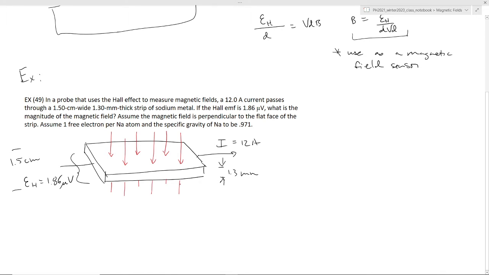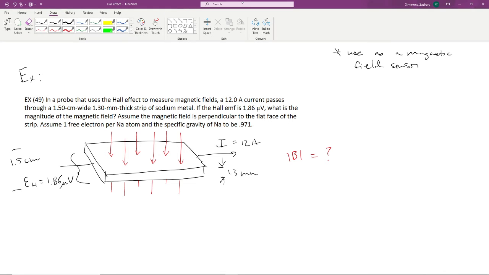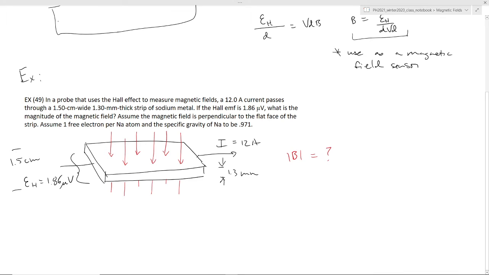Okay, so if this was flat, we would just draw something like this. In any case, we know the Hall voltage, we know the current. What we want to find is the magnetic field. So B is what we're after, the magnitude. So let's take a look.